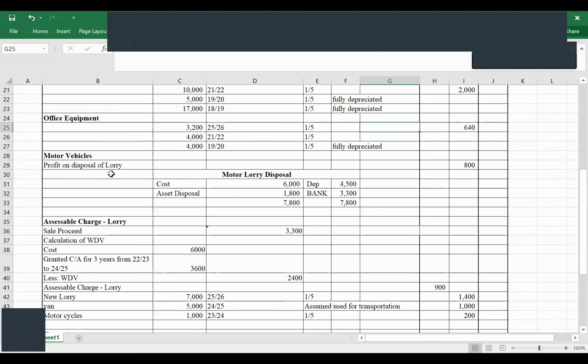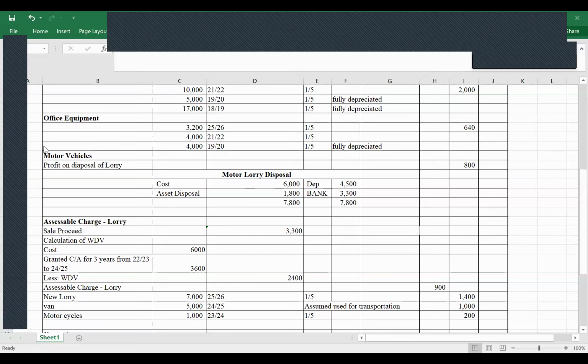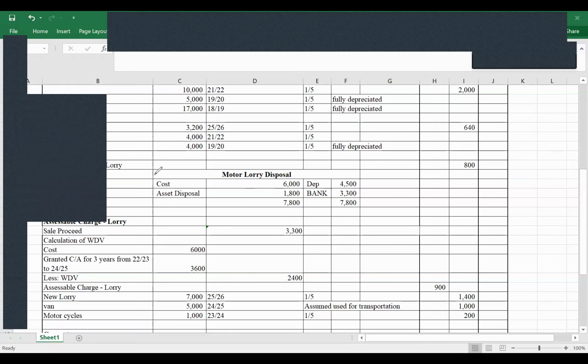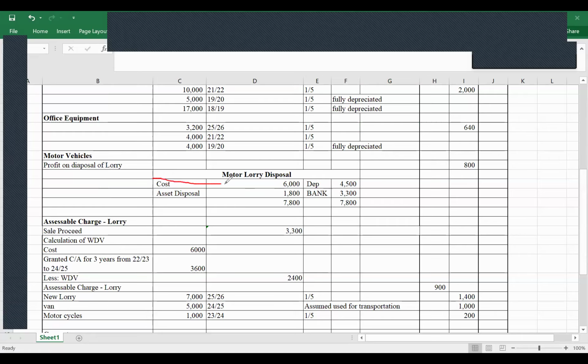Then the profit on disposal of the lorry. You have some few calculations in addition to the calculations we have already done. As I already explained, in this example you have not been given one of the most important components, that is the cash value, meaning the consideration. For the calculation of that consideration, we should have this kind of calculation. This is like a disposal account. We are writing it like this, a disposal account. Normally we write accounts like this.